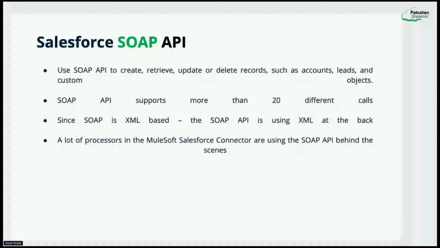So we use a SOAP API pretty much in similar function to the REST API. It's used to create, retrieve, update, delete records, like accounts, leads, other custom objects, standard objects. SOAP API supports more than 20 different calls. The main difference between REST and SOAP is that REST is JSON based, but SOAP is XML based. And then underneath the hood, the MuleSoft Salesforce connectors in Anypoint Studio are using the SOAP API behind the scenes.